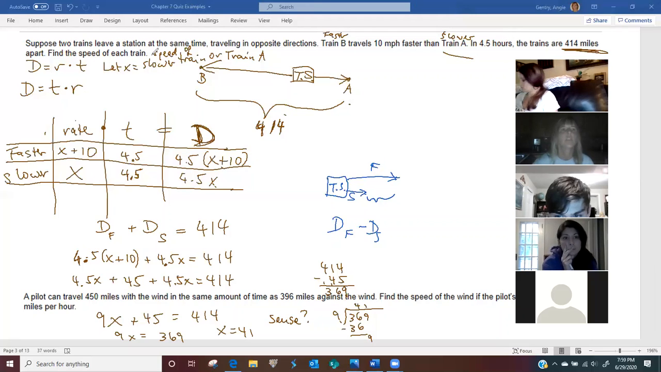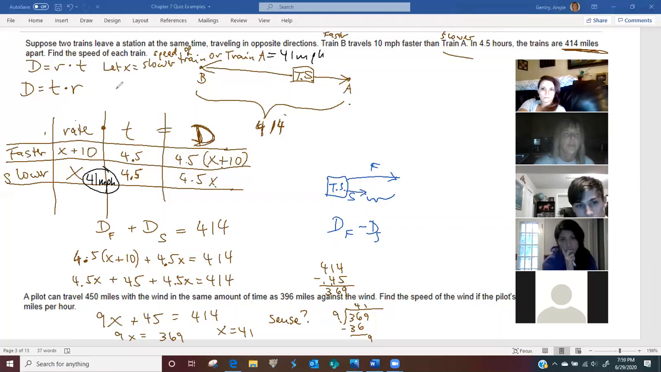Find the speed of each train. So if you said the slower is x, your final answer here, I'm going to do it in a different color, do it in black, is 41 miles per hour. Or this, and trains can go pretty slow. Or here, train A is 41 miles per hour. And then x plus 10 is the faster. So it is 51 miles per hour. Is it reasonable? Well, yeah. A slow passenger train, maybe.